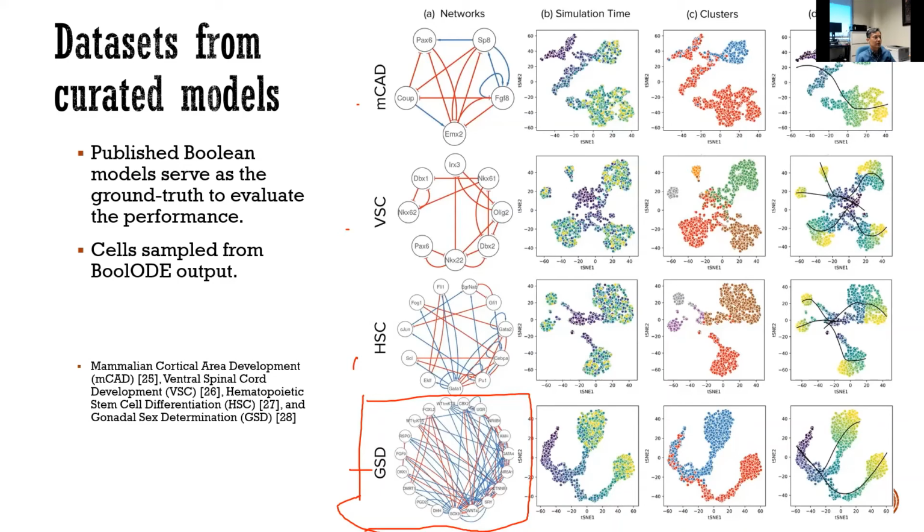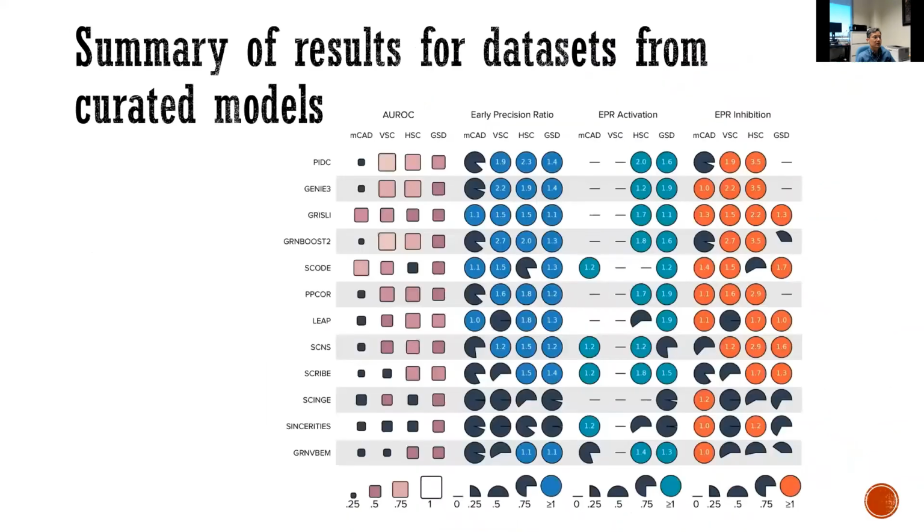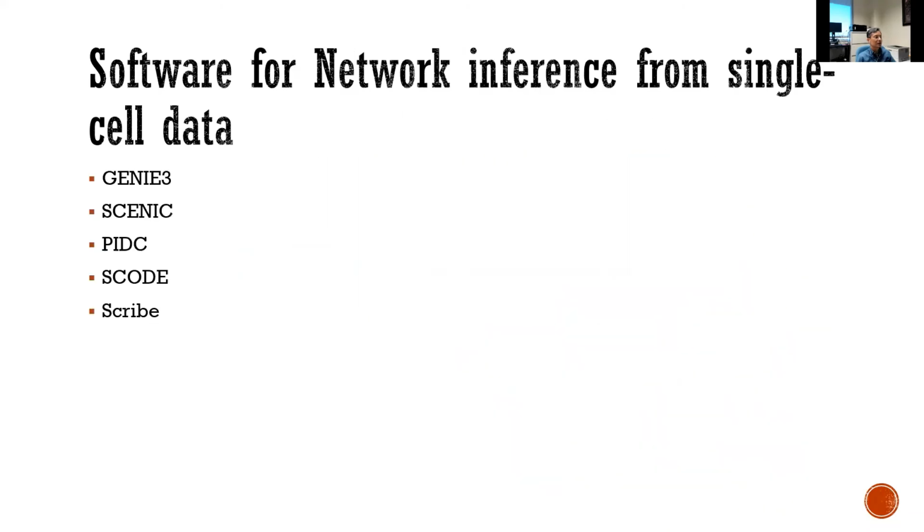Anyway, so this is a study they used, and these are the summary results. They had accuracy and specificity. They used different metrics to evaluate those methods. So we will spend some time to go over several of those methods. One is GENIE3, another is GRNBoost, which is based on GENIE3, and the PIDC, SCODE, SCRIBE. So we'll quickly go through some of these existing algorithms.